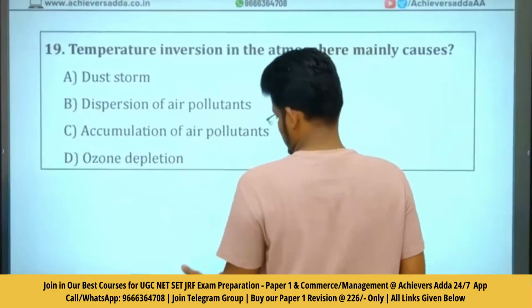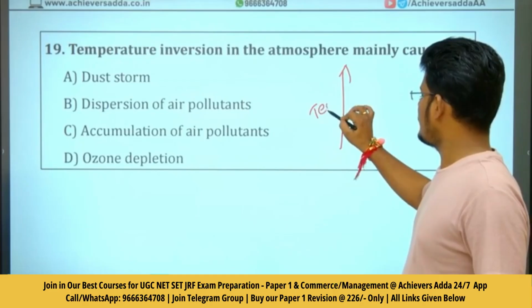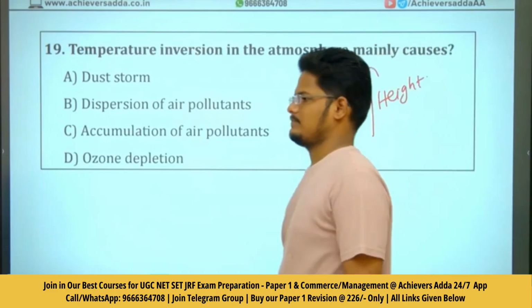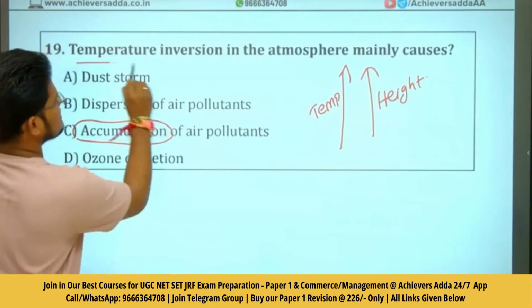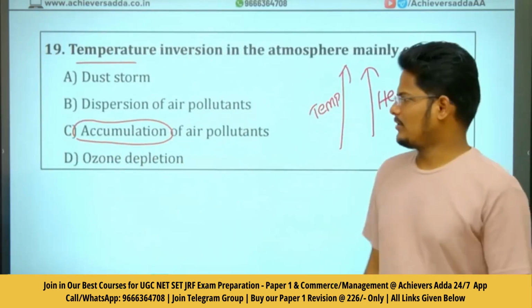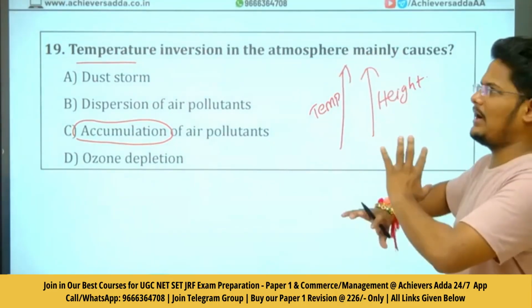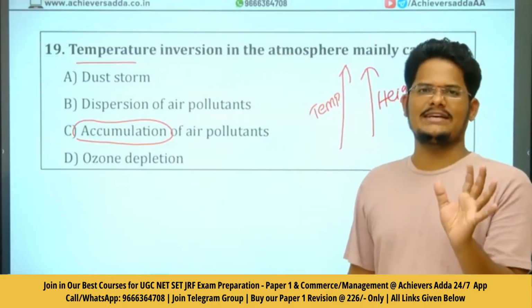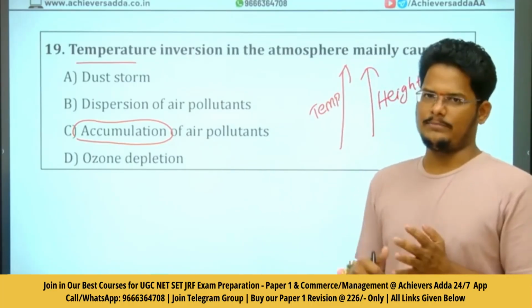Temperature inversion means temperature increases as the height increases. It is the accumulation of air pollutants. Temperature inversion in the atmosphere is mainly caused by the accumulation of air pollutants. Why? The more pollutants get accumulated together, the temperature will rise. As the height increases, the temperature rises, so it is mainly caused by increasing pollutants. The more pollutants come together and accumulate, the temperature levels increase.